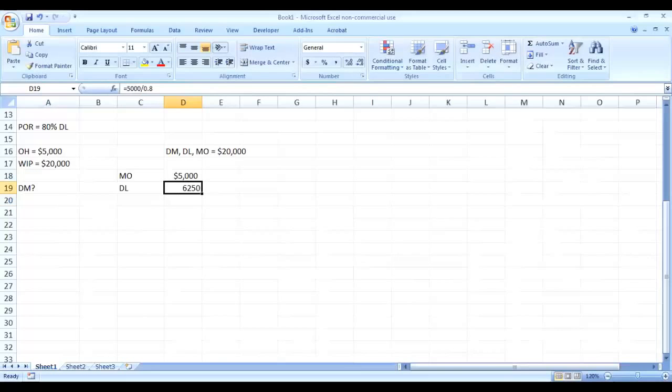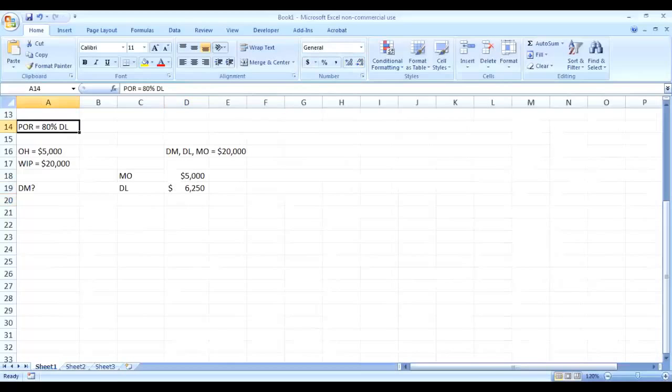So our direct labor must have been $6,250. Because again, we're applying overhead at the rate of 80% of direct labor cost. And we knew that we had already applied overhead of $5,000. So that must have been 80% of our direct labor of $6,250. Okay. So if we know overhead's $5,000, we know labor's $6,250, what must direct materials have been?